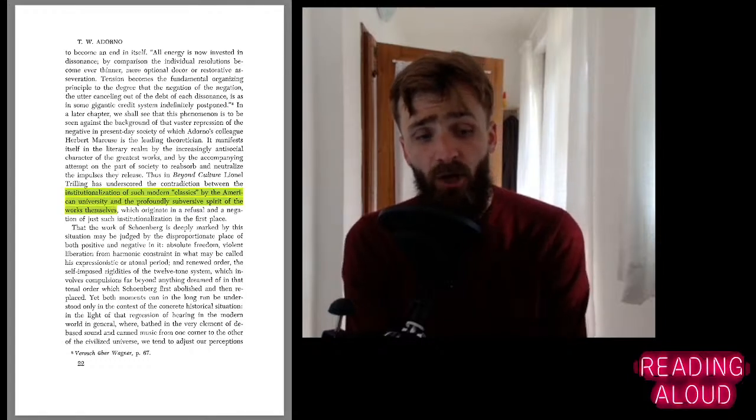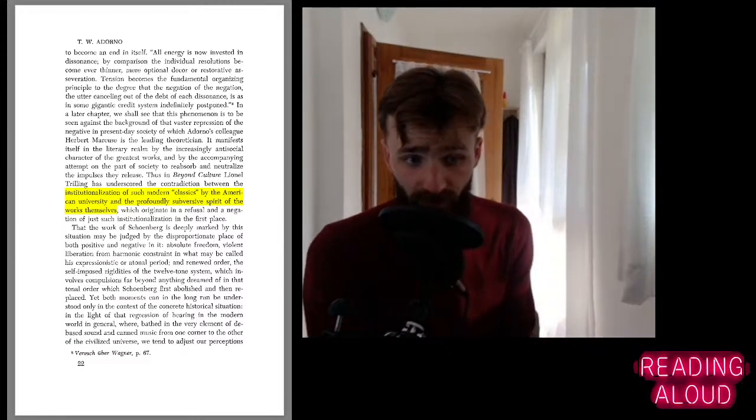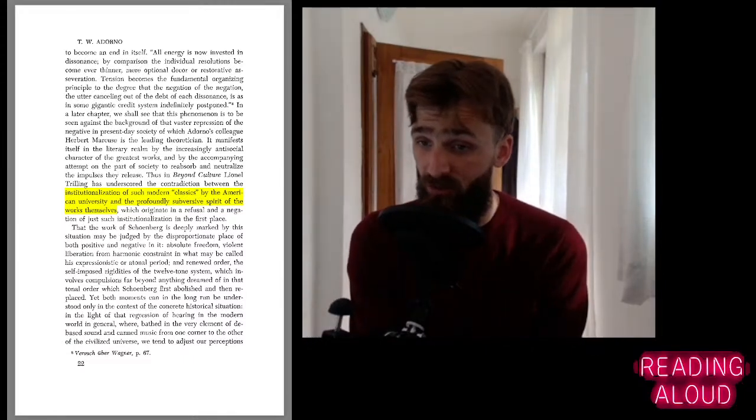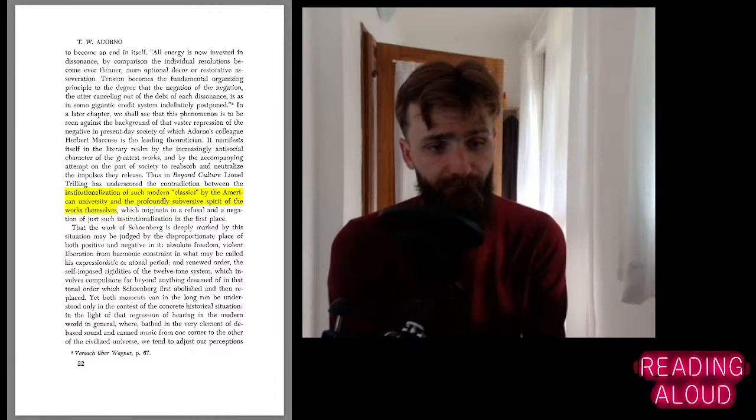Thus, in Beyond Culture, Lionel Trilling has underscored the contradiction between the institutionalization of such modern classics by the American university and the profoundly subversive spirit of the works themselves, which originate in a refusal and a negation of just such institutionalization in the first place.